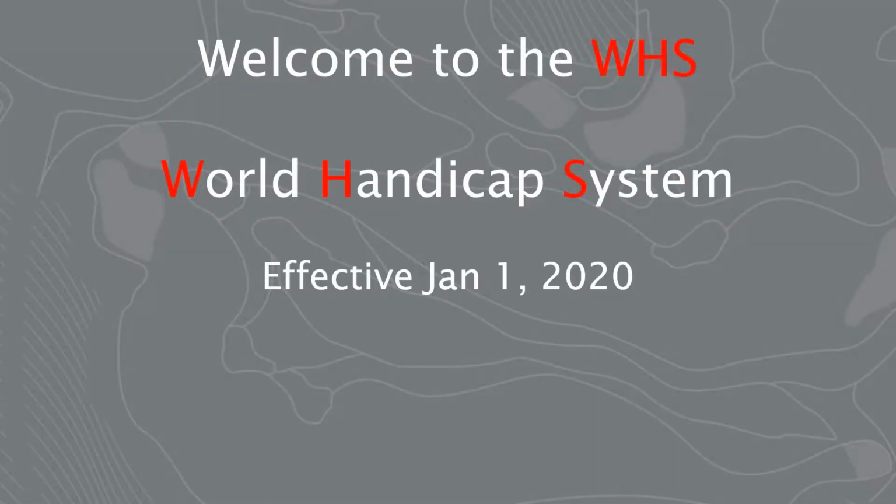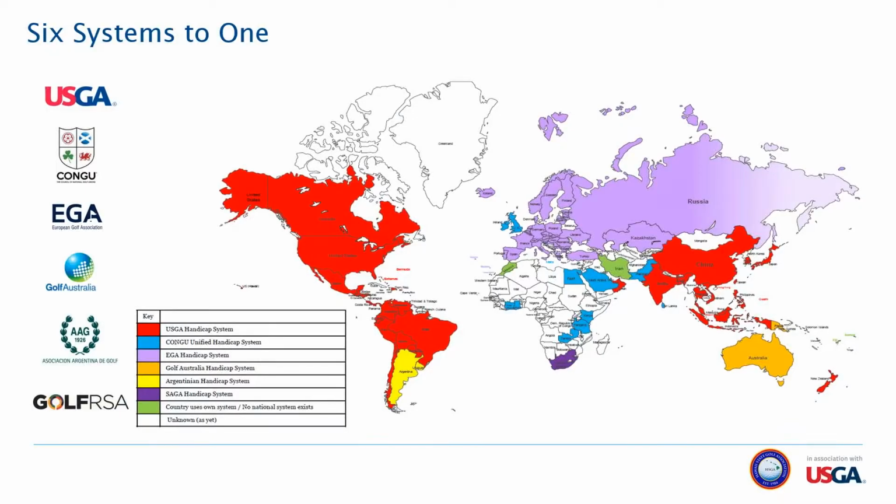Okay, so effective January 1st, 2020, the World Handicap System will officially be in place as the handicap system for all systems. And from what you can see from the current landscape, the USGA handicap system is the primary system being used today around the world. There are 6 systems representing 80 countries, each system aiming to achieve the same thing, which is to measure a golfer's ability and provide equity for play.